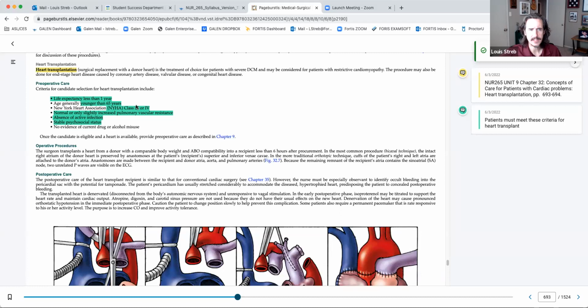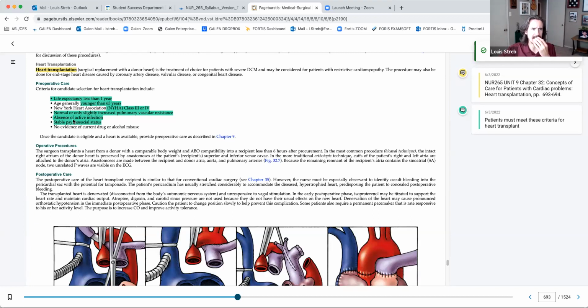Patients must meet these criteria for heart transplant. They have to have a life expectancy greater than a year. They have to be younger, generally, than 65. Need to be on the New York Heart Association class 3 or 4 list. Normal or slightly increased pulmonary vascular resistance. It can't be anything wrong with the heart. You can't have this vascular resistance, meaning if you have a lot of vascular problems and you put a new heart in, it's still going to get hypertrophic because it's fighting that resistance.